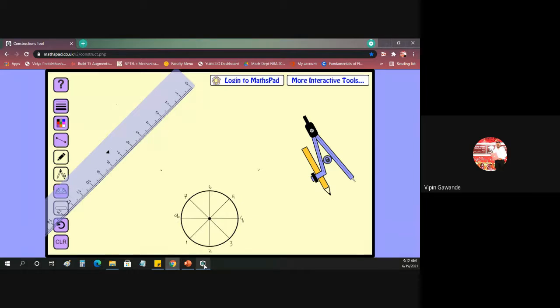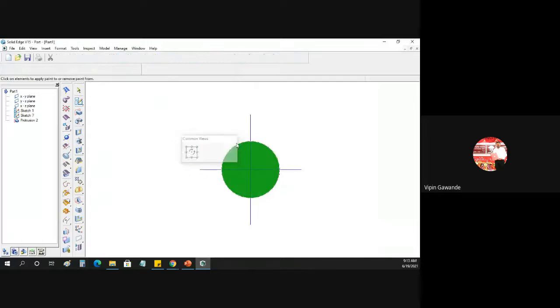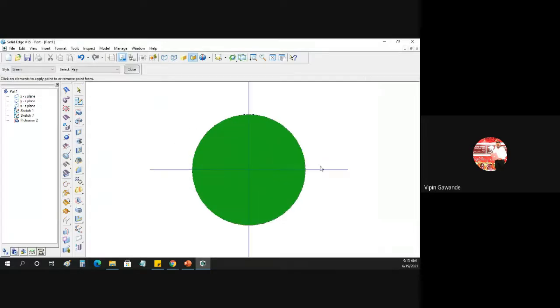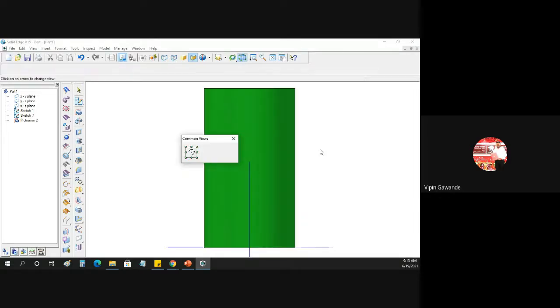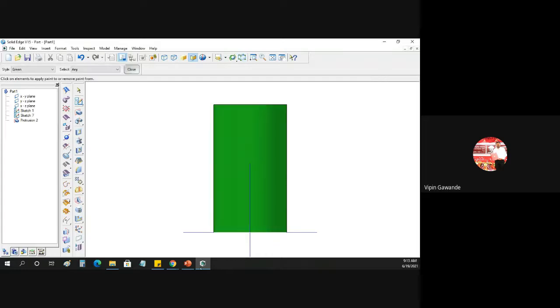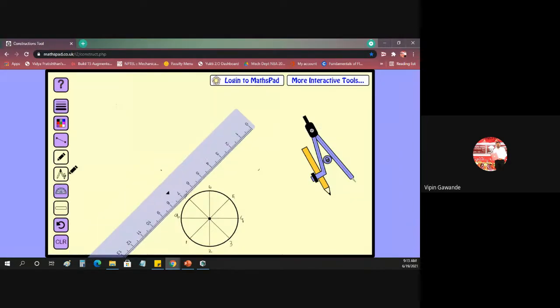Now what we have done, we have drawn the top view of this cylinder. Always start with the top view. Whenever the solid is given to you, always start with the top view. Top view is a circle, so we have drawn the circle. Now we have to draw the front view. Front view is a rectangle. So how to draw the front view now?